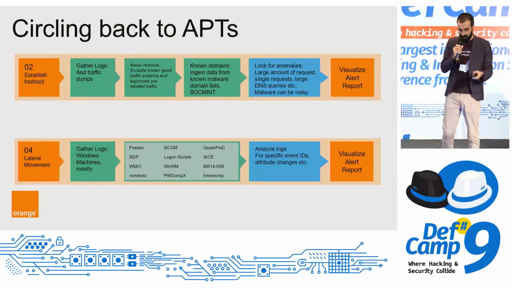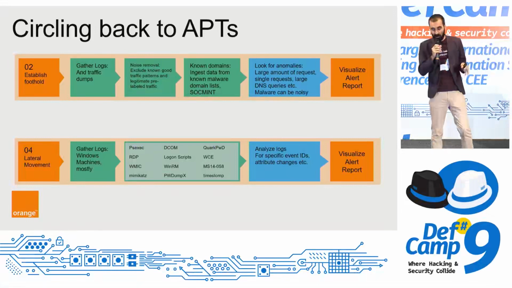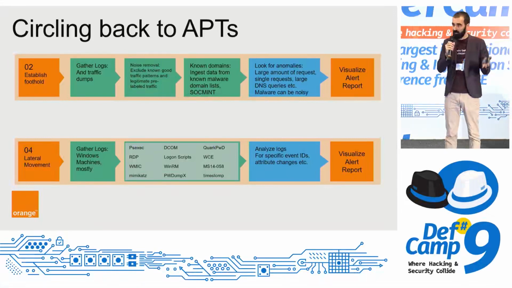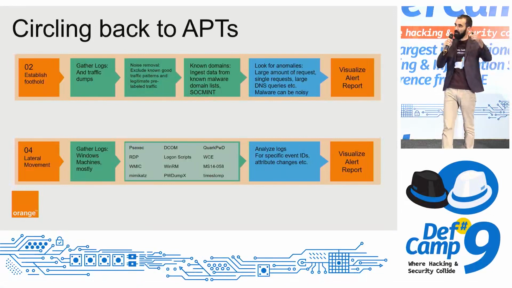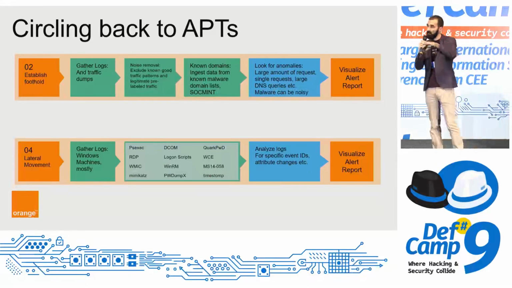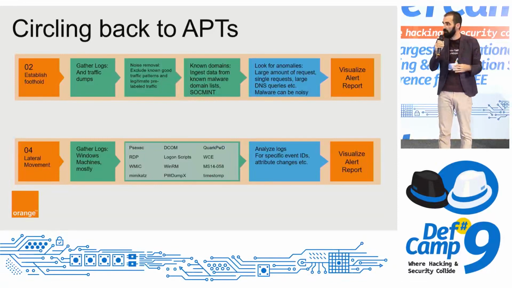We are gathering logs, of course, and traffic dumps, if that's necessary. We are working with noise removal to exclude legitimate traffic. This is supervised machine learning for one part, so we actually taught our machines what is good traffic. We already label good traffic, like legitimate business traffic that we know to a certain degree is secured.